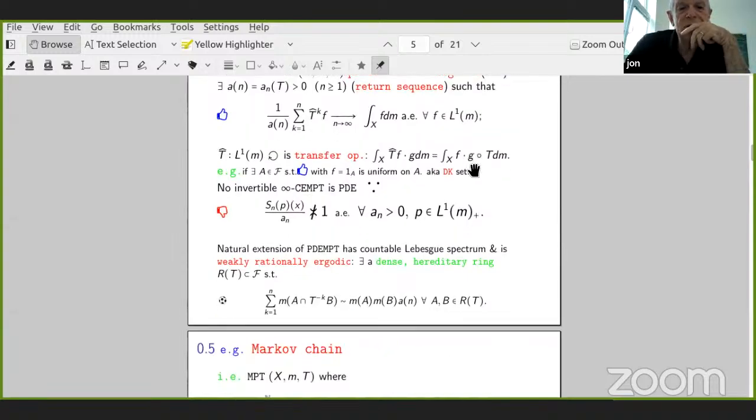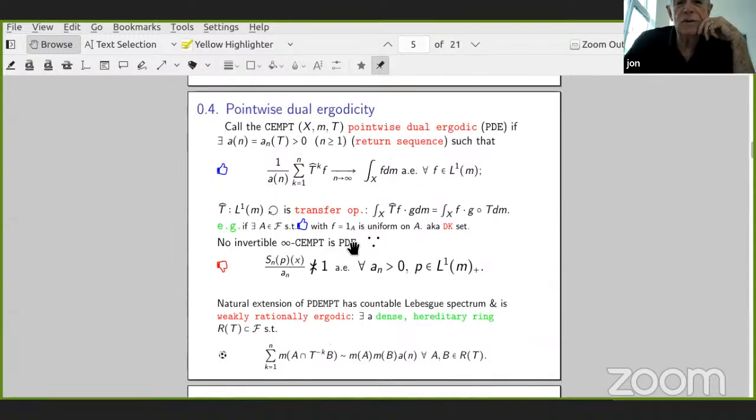Okay. So no invertible transformation is pointwise dual ergodic because S_n p(x) divided by a_n, for any sequence and any p in L1+, is never equivalent to 1. Either the lim sup is infinity or the lim inf is 0 or both. If I have a pointwise dual ergodic transformation, because it does not have an invertible sigma-finite factor, by a result of Parry, the natural extension will have countable Lebesgue spectrum. So it's got a mixing condition, but the mixing condition is somewhat deceptive because it could have eigenvalues.